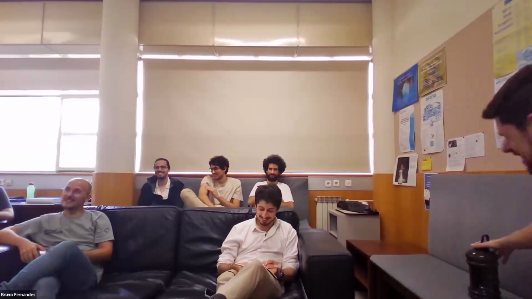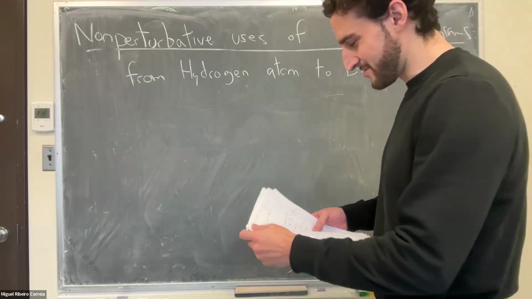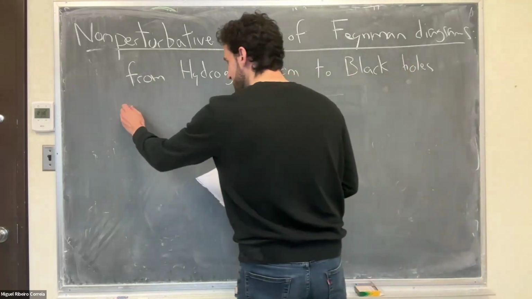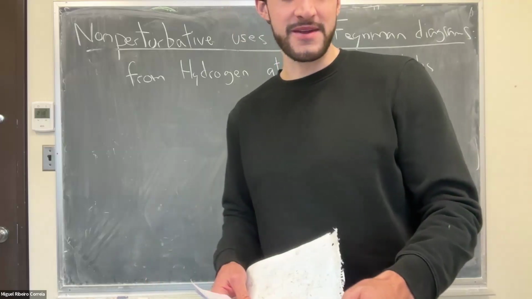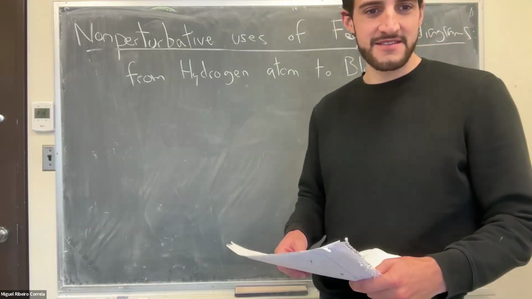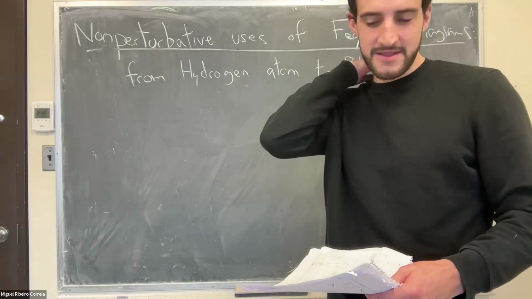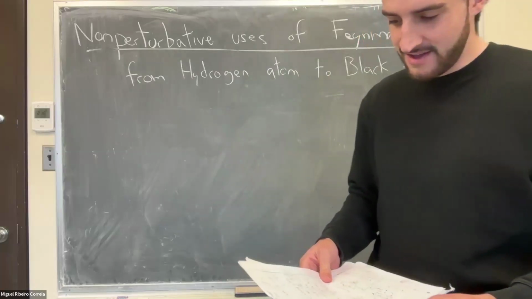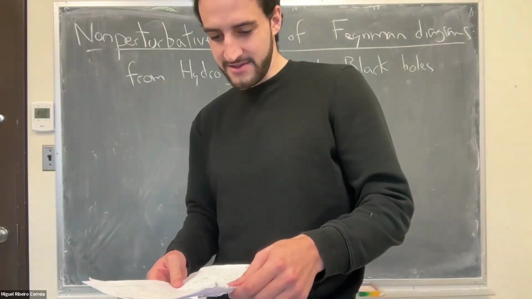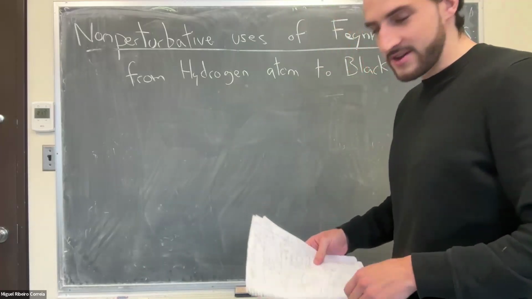So one of the marquee questions I want to address today is: where is the hydrogen spectrum hidden inside the S matrix, or where are the black hole quasi-normal modes hidden inside the S matrix, and how can we get to them using Feynman diagrams?